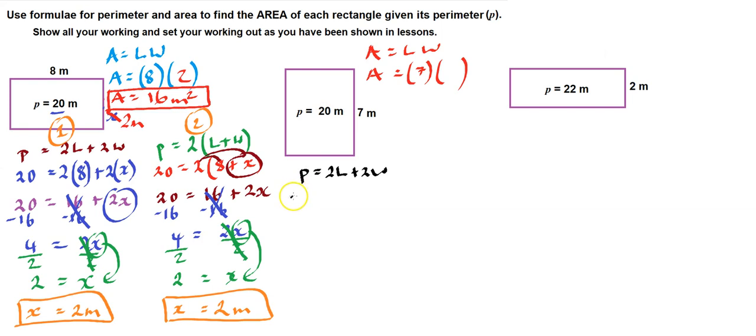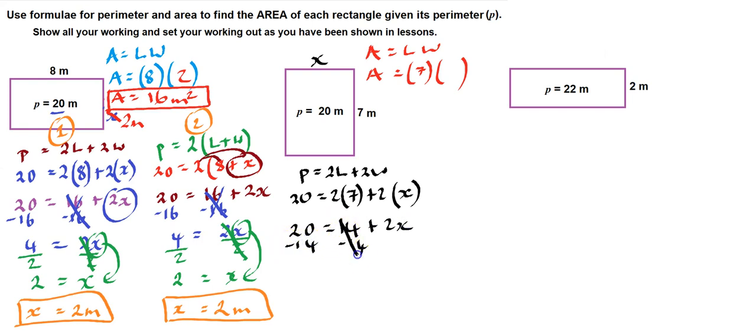We can substitute P for 20. We're given the value of P. 2 times L, so it's 2 times 7 plus 2 times the width. Let's call the width x. So the next line, let's tidy this up, is 14 plus 2x. We minus 14, cancels out, we're left with 2x. 20 minus 14 is 6. Divide by 2, cancels out the times by 2, equals x. And this is 3, so x equals 3 meters.